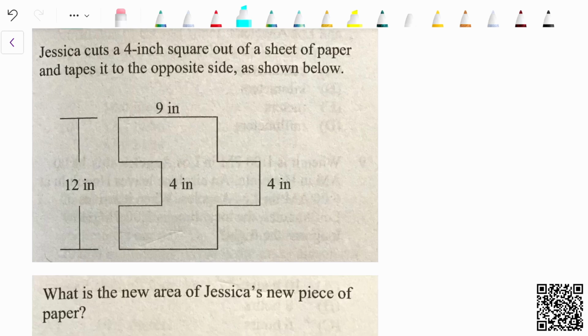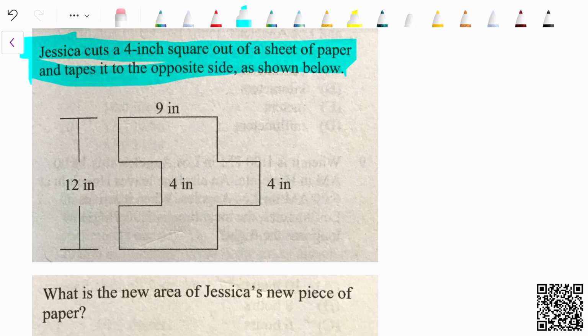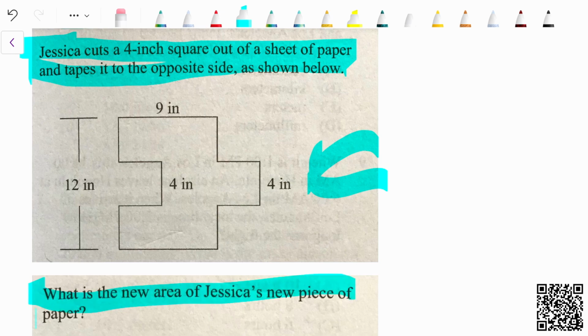Today we're going to be looking at some more area and perimeter of irregular shapes. So our first question today is, Jessica cuts a 4-inch square out of a sheet of paper and tapes it to the opposite side as shown below. Not sure why she would do that, but she just did. What is the new area of Jessica's piece of paper?